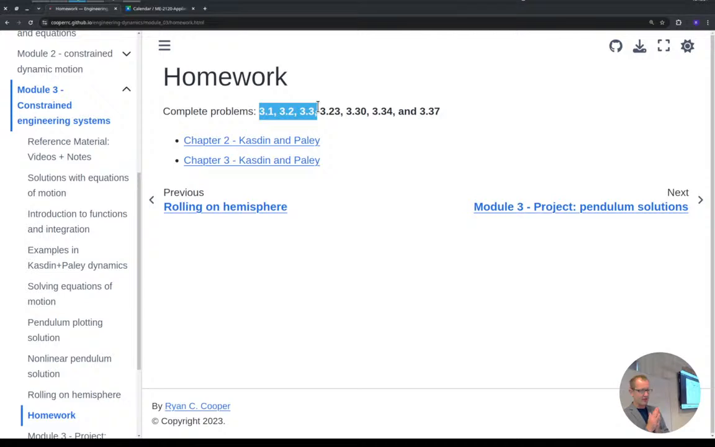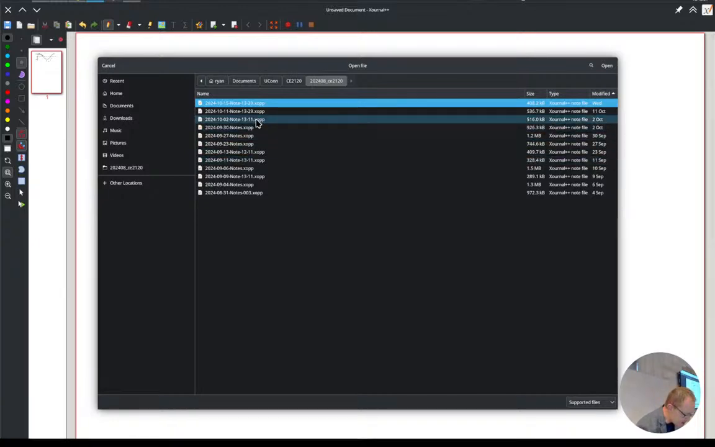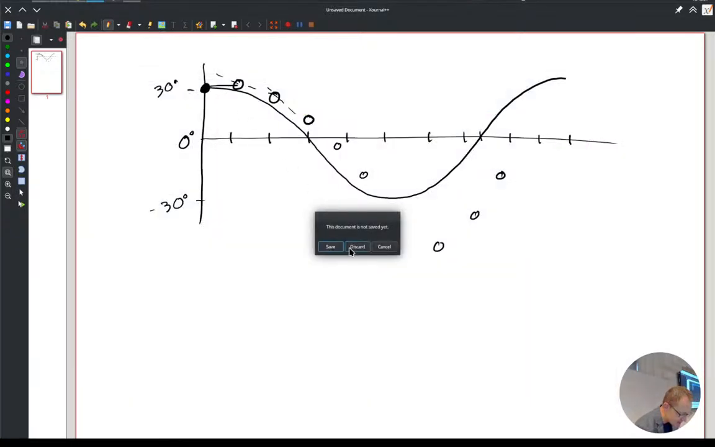Then 323 we started last Friday. Now we're back in the classroom. That was that pendulum on a spring. How does that one feel? Like, no? No? Let's see. We'll open up Tuesday's notes. Discard that.